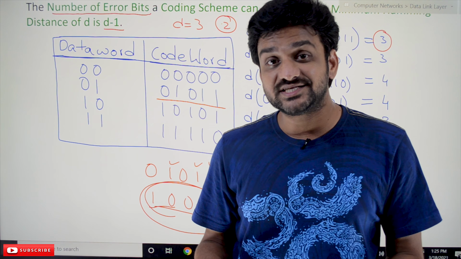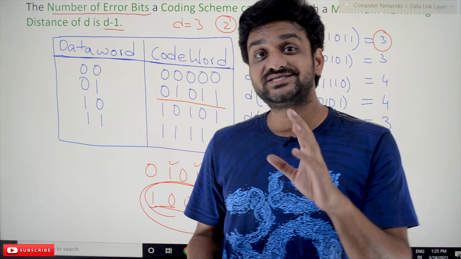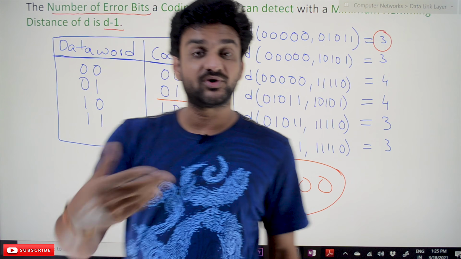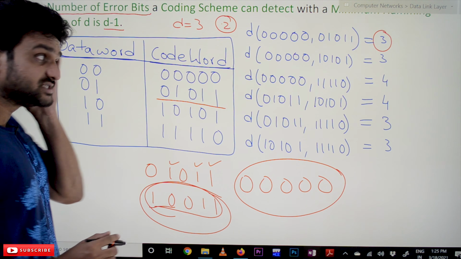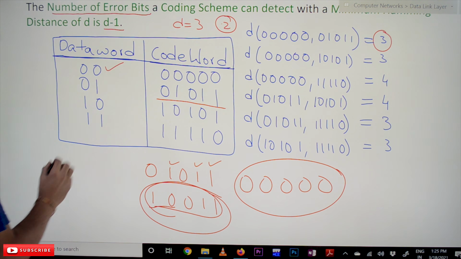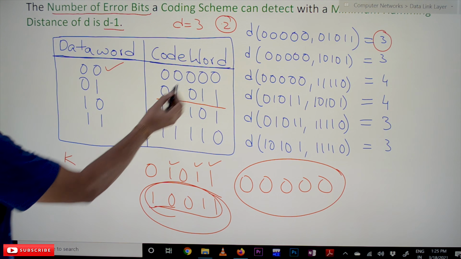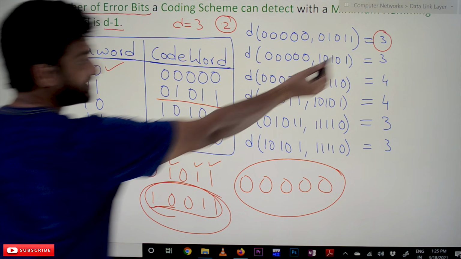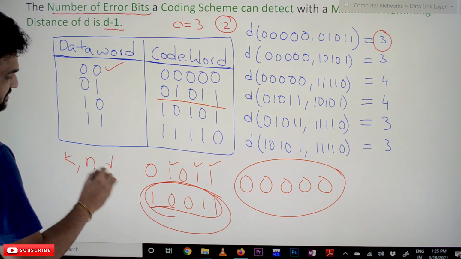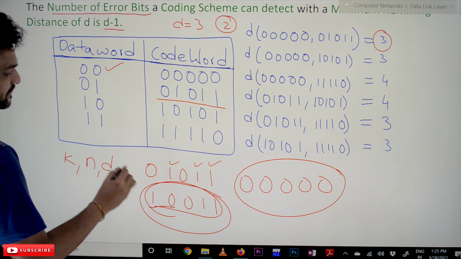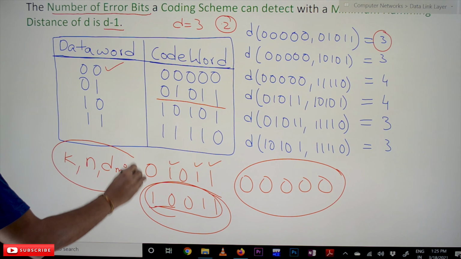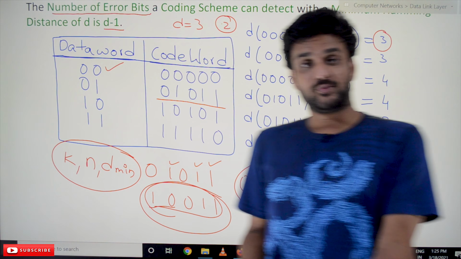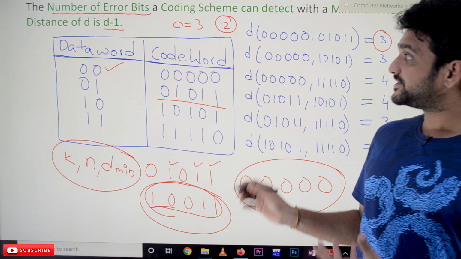On what factor does it depend? There are 3 parameters upon which the coding scheme depends. One is the size of the data word, K. The other one is the size of the code word, which is N, and the other one is d minimum. d minimum means minimum Hamming distance. So these are the 3 parameters upon which a coding scheme is dependent. Hope you got the clarity on this concept.